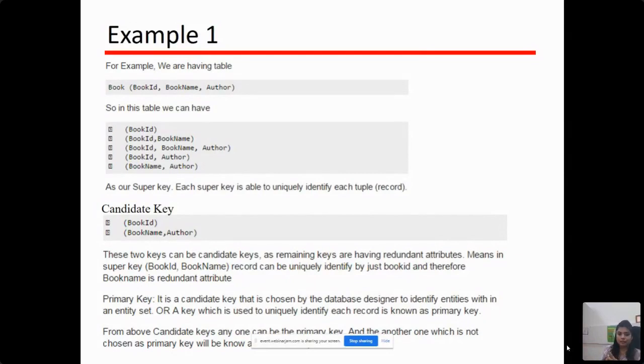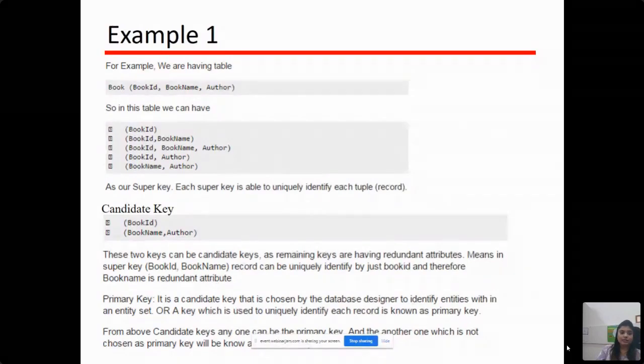So now we have two keys, book ID and book name with author. These two represent the candidate keys. Now out of these, can we select the primary key, which uniquely identifies the entity in the entity set? So yes, here the book ID becomes the primary key.